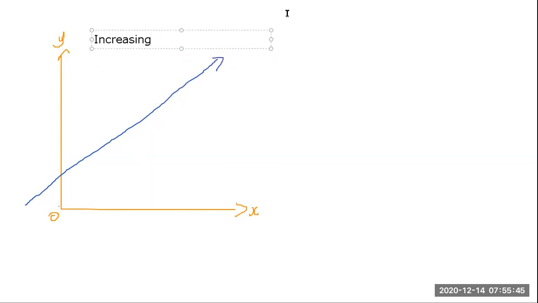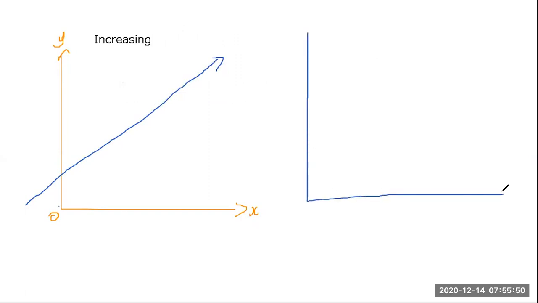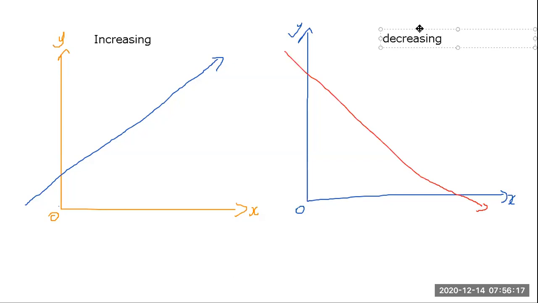Here it is. And then now let's look at a decreasing graph. I'm going to label my graphs. Oh, let's use a different color. So this one turns out to be decreasing. There it is. Let's make this a capital D.